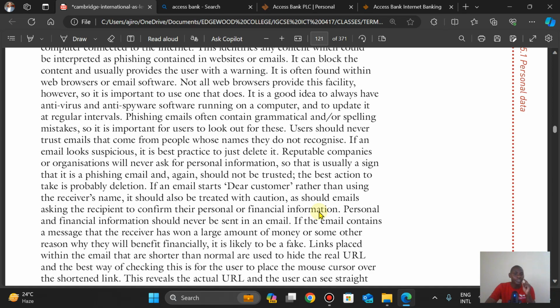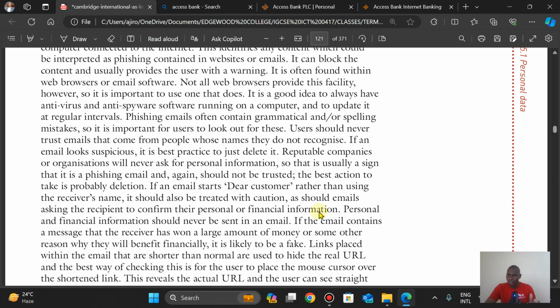Users should never trust emails that come from people whose names you do not recognize. If an email looks suspicious, it is best practice to just delete it. Reputable companies or organizations will never ask for personal information. Never. Take this from me. Never. So it's usually a sign that it's a phishing email, and again, should not be trusted. The best action to take is probably deletion.